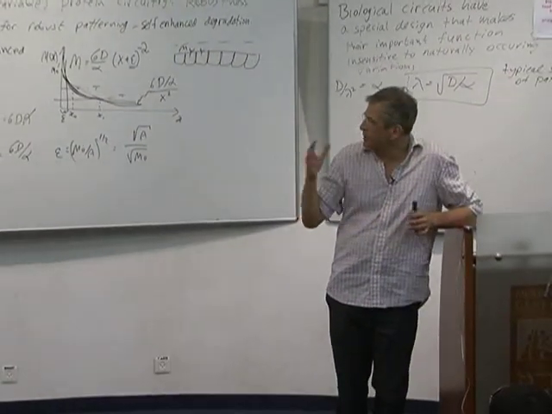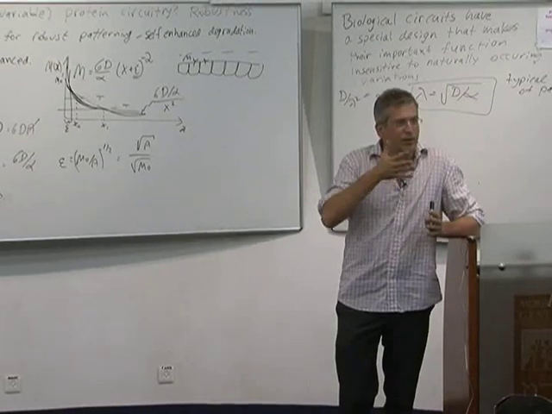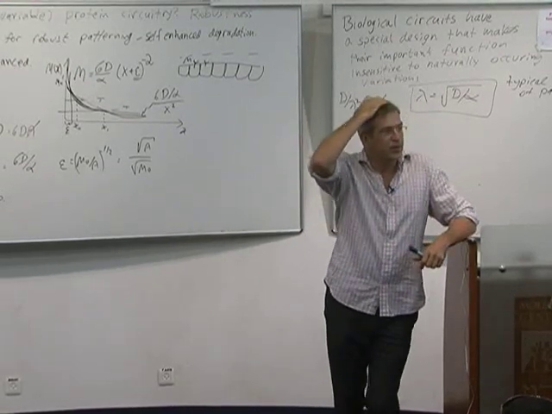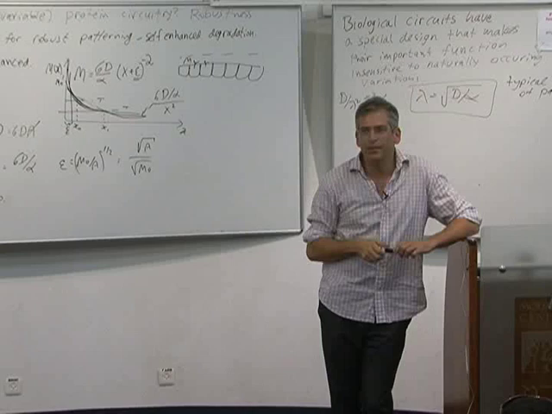It doesn't have to be m squared. It can be anything that makes the degradation depend on the morphogen in any way.